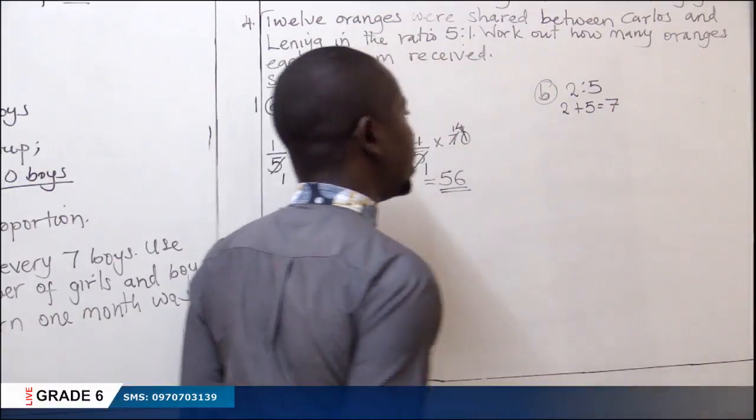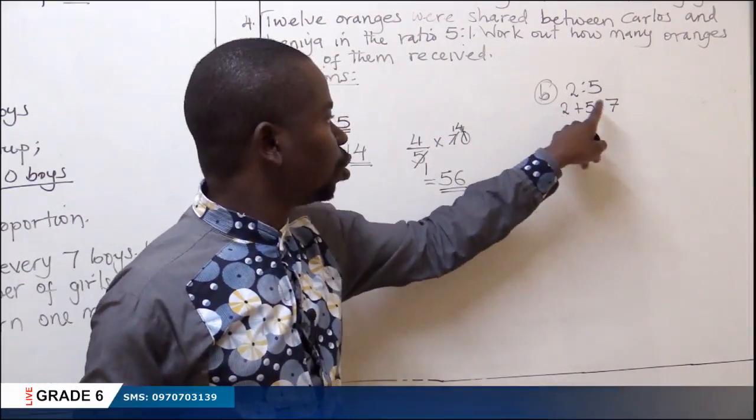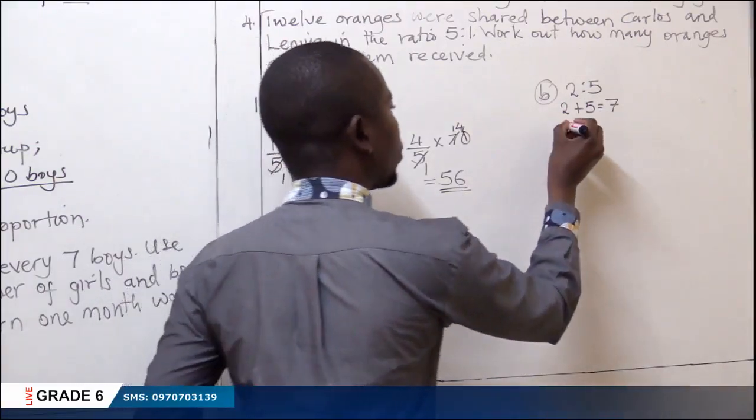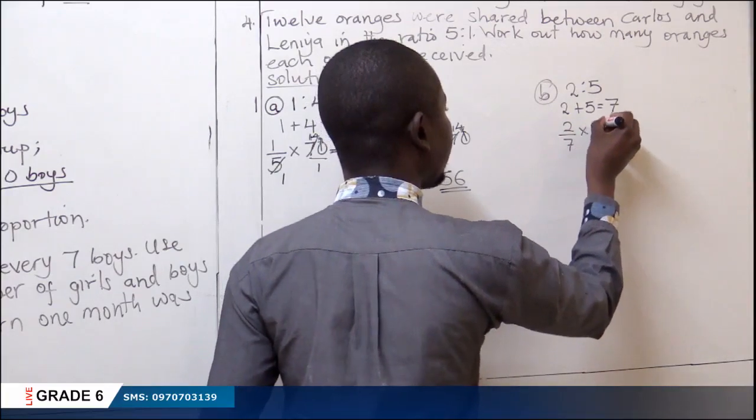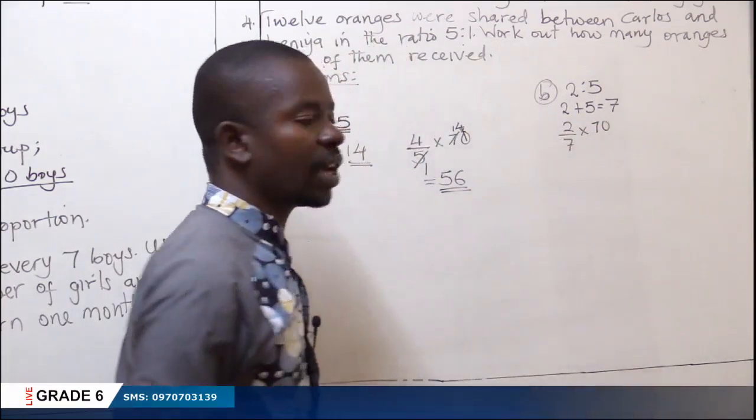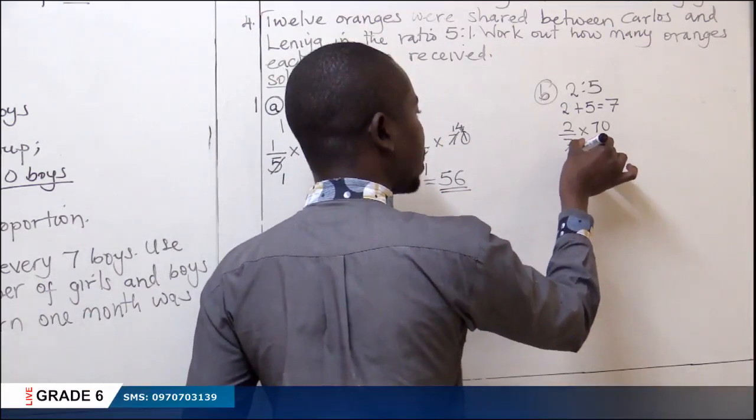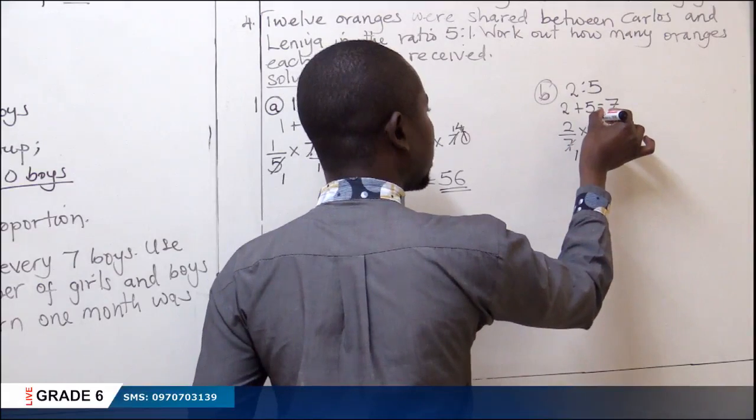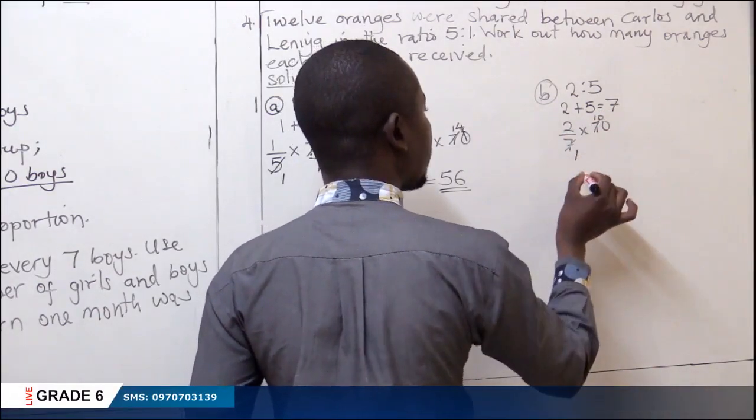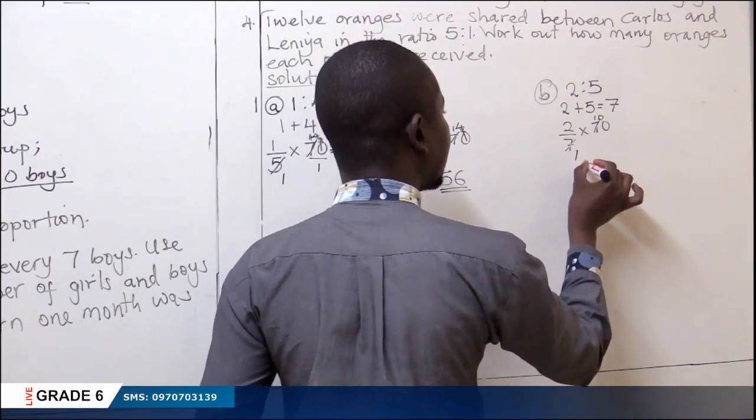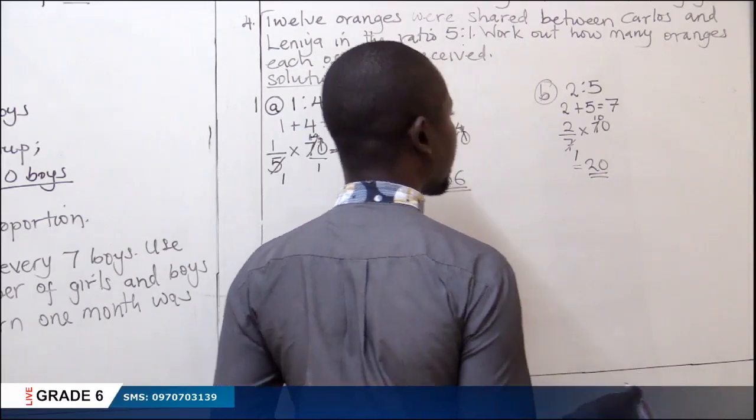The answer is 7. So from there, boys and girls, we can write 2 over 7 times 70. Therefore, 7 into 7 is 1, and 7 into 0 is 0. So 2 times 10, the answer is 20.